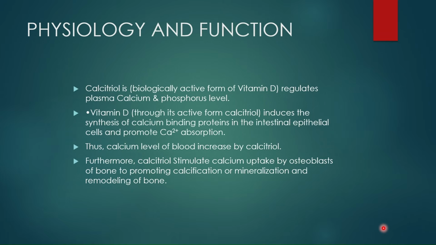Calcitriol, that is biologically active form of vitamin D, regulates plasma calcium and phosphorus level. Vitamin D induces the synthesis of calcium-binding protein in the intestinal epithelial cells and promotes calcium absorption. Thus, calcium level of blood increases by calcitriol. Furthermore, calcitriol stimulates calcium uptake by osteoblast cells of bone to promote calcification or mineralization and remodeling of bone.